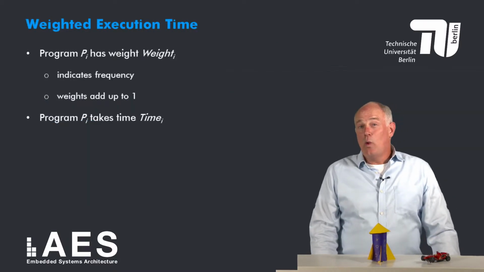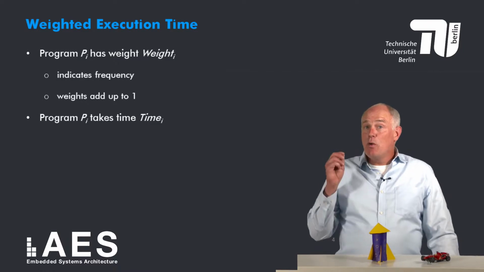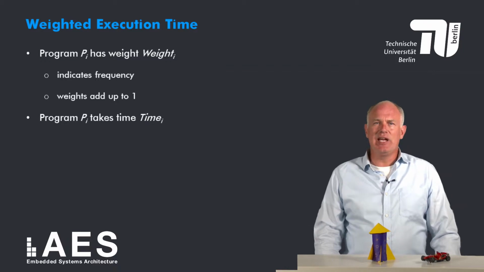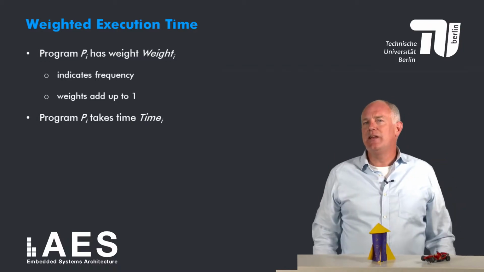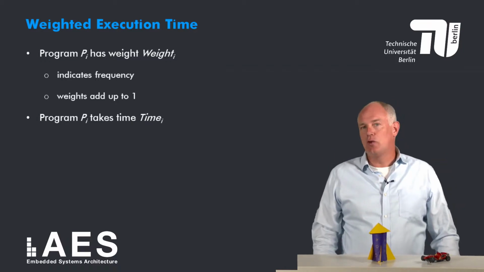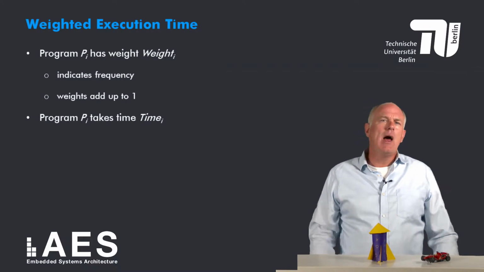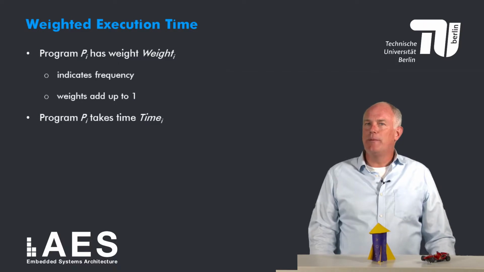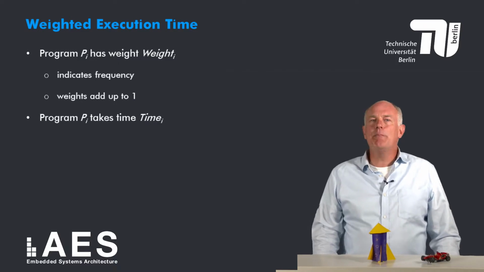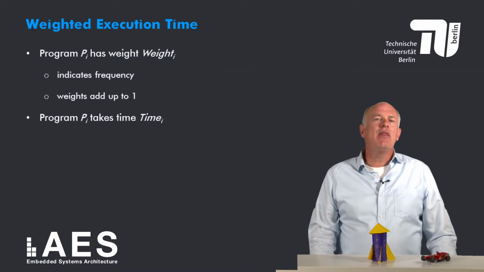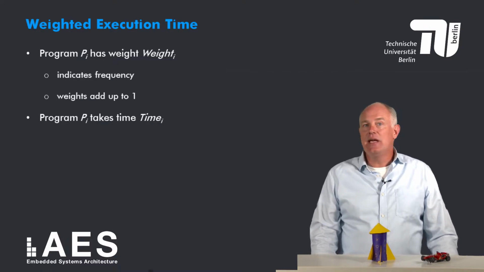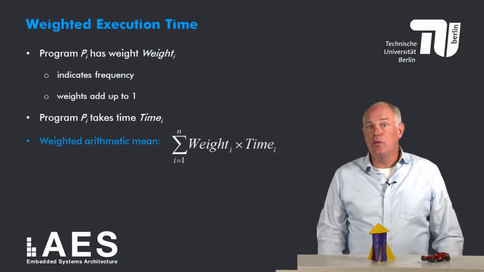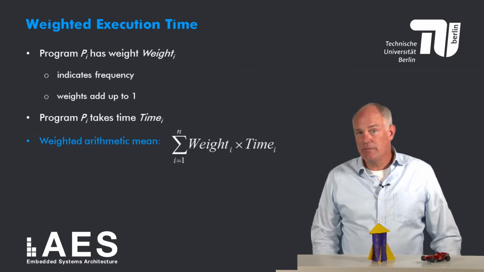To calculate the weighted execution time, each program Pi is given a weight wi that indicates its frequency, the number of times it is executed divided by the total number of program executions. By definition, the weights or frequencies must add up to 1. Furthermore, program Pi takes time ti. Then the weighted execution time is given by the weighted arithmetic mean, which corresponds to this summation here.